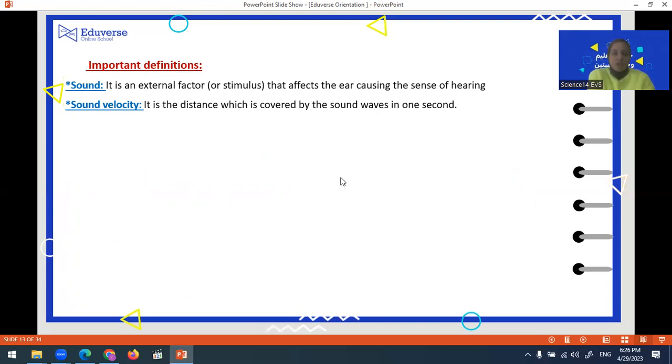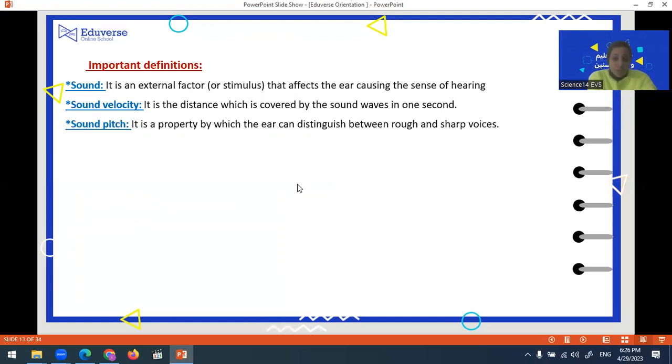This is very logical. Sound velocity is distance over time. So it's the distance covered by the sound wave in 1 second. Sound pitch. It's the property by which the ear can distinguish between what? Rough, harsh, and sharp voices. This is the difference between rough and sharp voices.